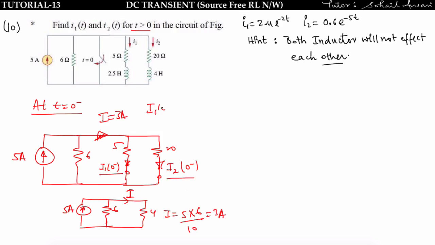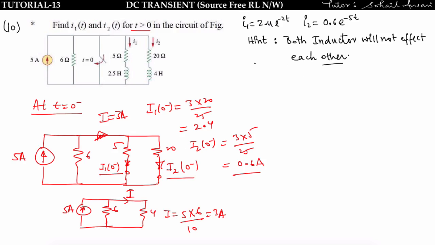So I1 of 0 minus will be 3 multiplied by 20 by 25, that is equal to 2.4, and I2 of 0 minus will be 3 multiplied by 5 by 25, that is equal to 0.6. Okay, now we have to find the current I1 and I2 for t greater than 0.